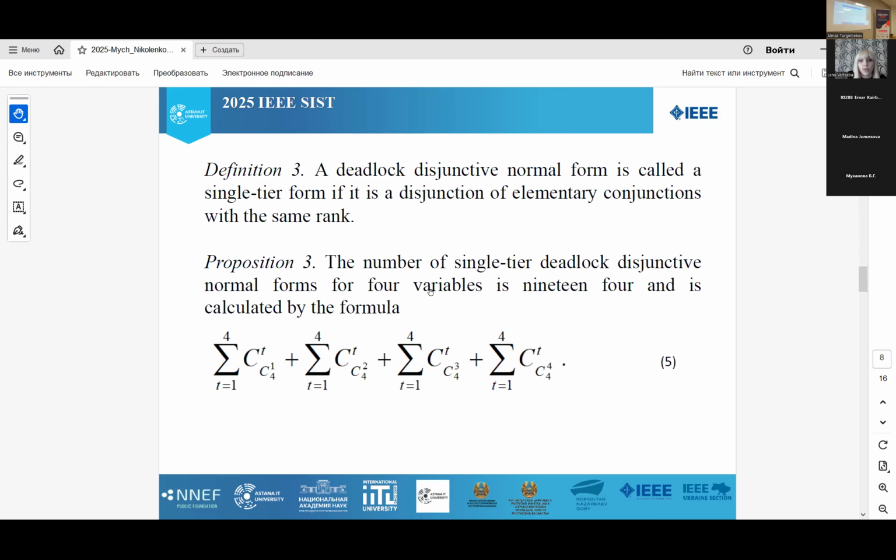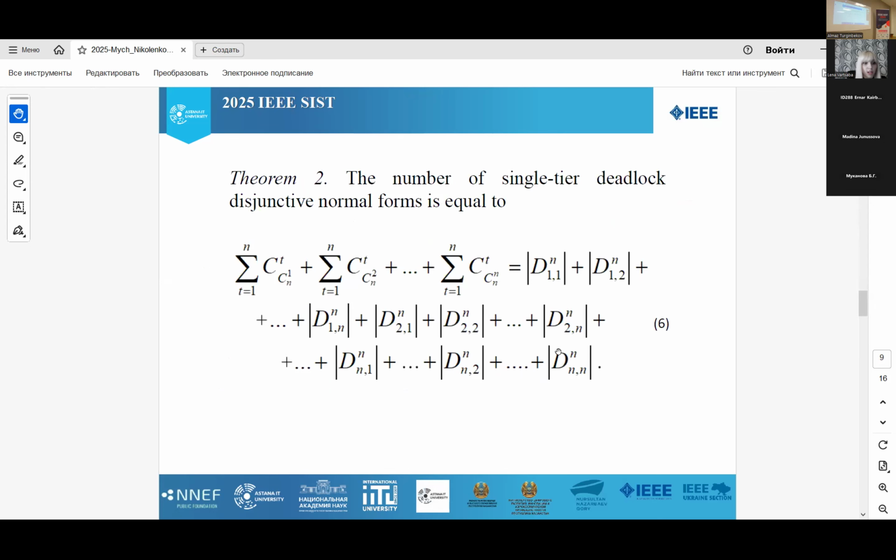A deadlocked disjunctive normal form is called a single T form if it is a disjunction of elementary conjunctions with the same rank. The number of single T deadlocked disjunctive normal forms for 4 variables is 19, and is calculated by the formula of 5. Generalizing the considerations given for n equals 4, we obtain the formulas by 6 for calculating single T deadlocked disjunctive normal forms for n variables.